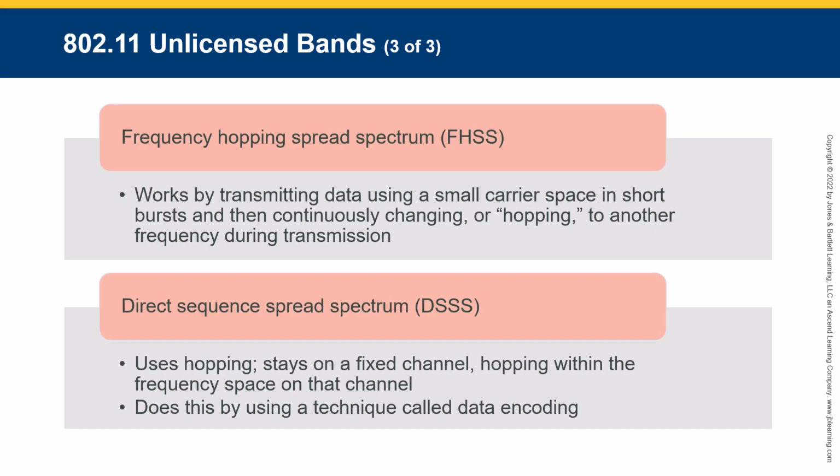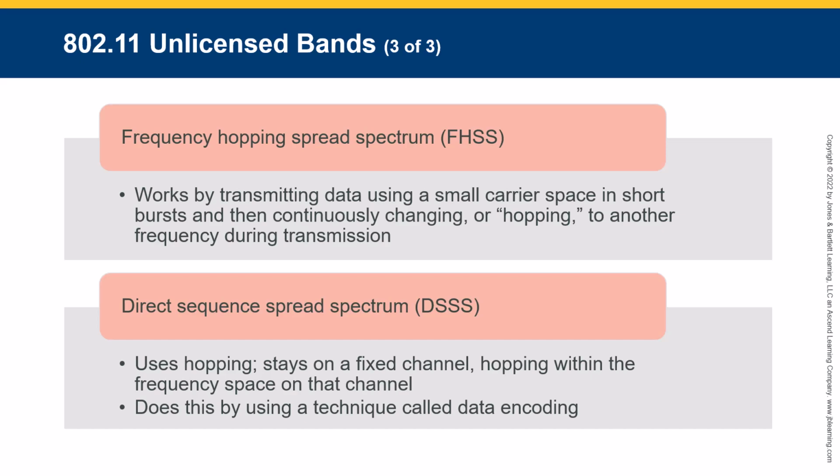With direct sequence spread spectrum, DSSS, you stay on a fixed channel, hopping within the frequency space on that channel, within the band that it has. This is done by using a technique called data encoding.